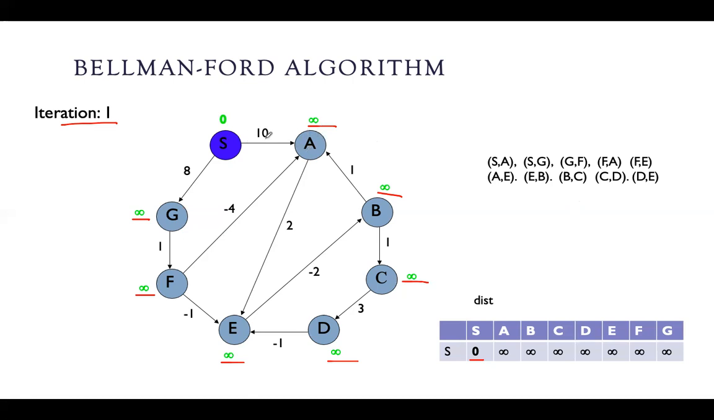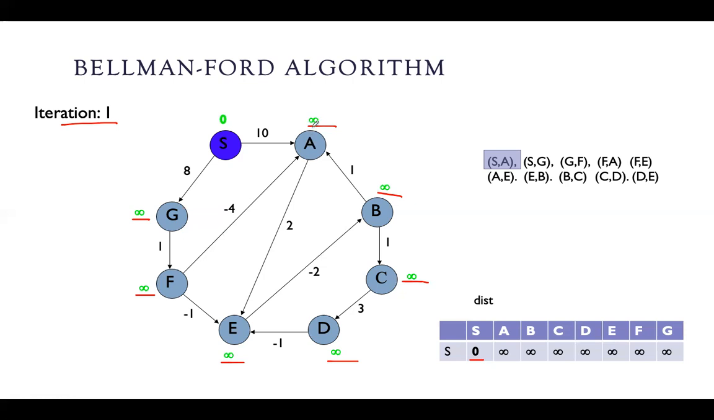Consider edge UV. If you take edge S to A, the distance of A is equal to 0 plus 10, the weight of this edge. First we shall consider edge S to A. So the distance of A is now infinity.